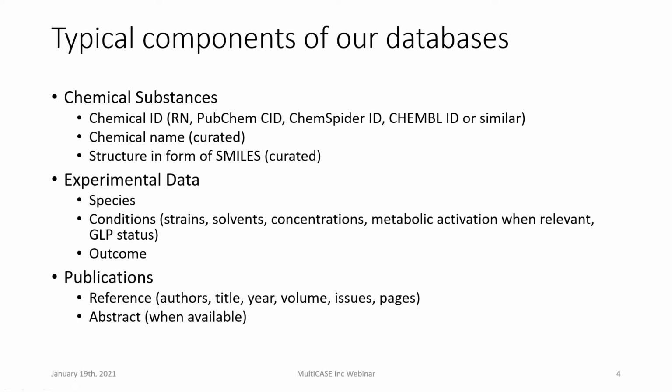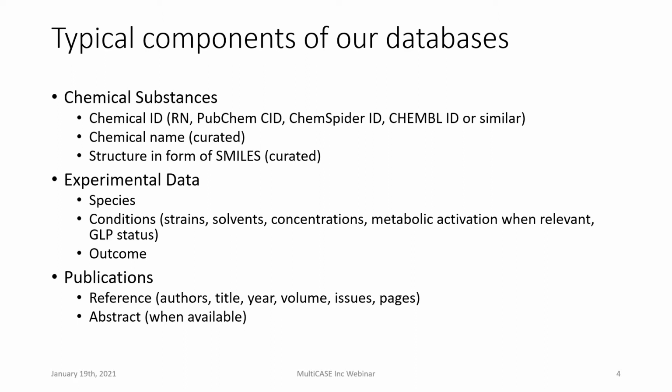So our databases usually have several major components. Since we're all dealing with chemistry, of course, chemical substances will be one of the major components, and that will involve chemical IDs in the form of registry numbers, RNs, PubChem CIDs, ChemSpider IDs, ChEMBL IDs, or something similar. Of these, RN and PubChem would be the main ones which we're using. Chemical name, obviously, curated chemical name. I will tell a little bit later how we curate. And structure in the form of a SMILES code. It also needs to be curated.